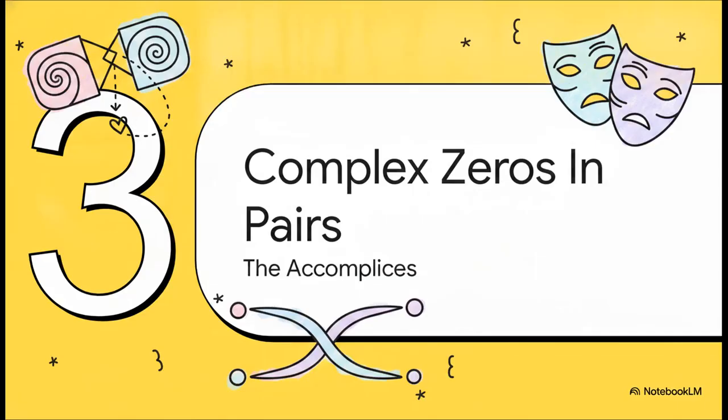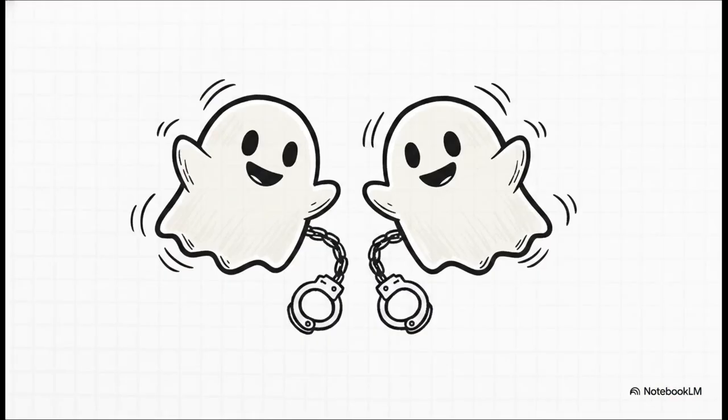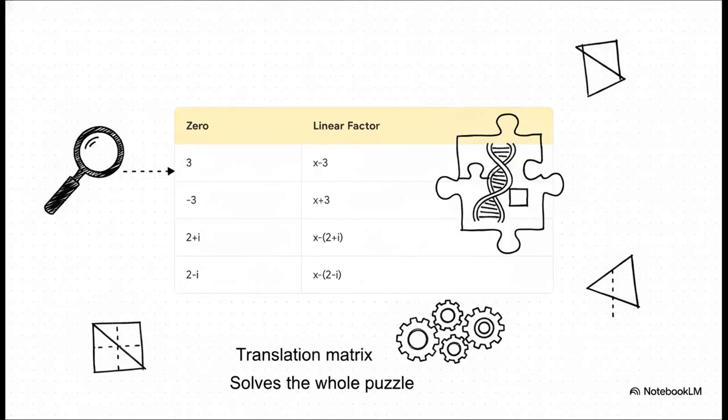Phase 3, complex zeros in pairs, the accomplices. There is an amazing built-in shortcut here called the conjugate pairs theorem. If our polynomial has real coefficients, non-real complex zeros will literally always occur in pairs. So if you manage to find one non-real complex zero, say 3 plus 2i, its complex conjugate, 3 minus 2i, is automatically an accomplice. You get a 2-for-1 deal. This also means that the total number of non-real complex zeros in these specific polynomials must always be an even number.